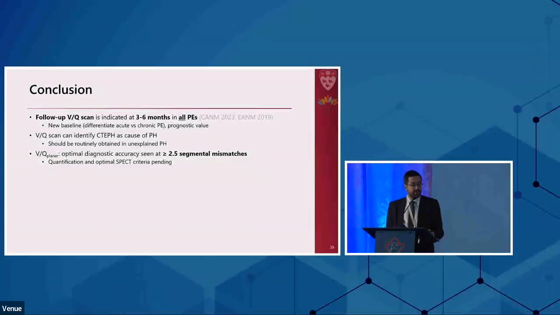Using VQ scan planar criteria, which are the only ones that have been obtained so far, the optimal diagnostic criterion is 2.5 segmental mismatches. We don't have exactly the data yet on SPECT, but that will hopefully be coming in the future, as well as quantification, which will likely allow us to better diagnose and follow up these patients.